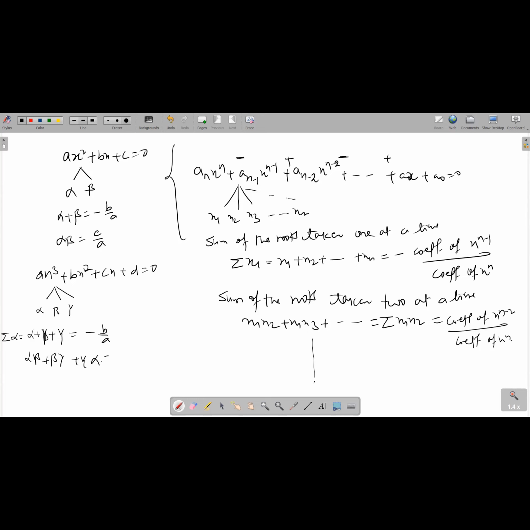After that, the sum of the roots taken two at a time. That is c upon a, with alternating plus and minus signs. And then the sum of the roots taken three at a time, so that is a product. So that is minus d upon a.